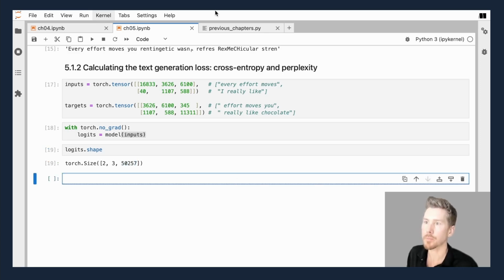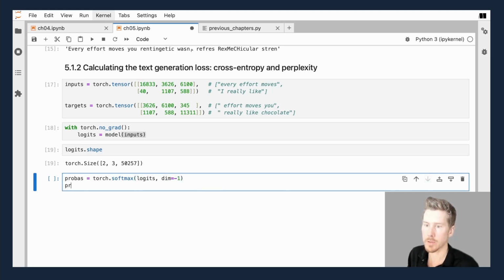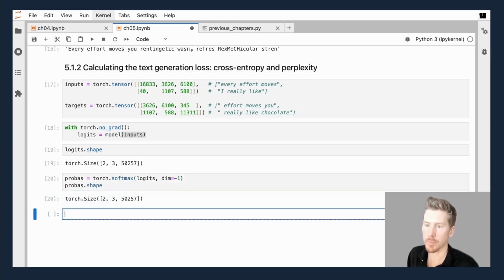And then we had the step where we converted these into these probability tensors. We had the softmax function on the logits, like this. And this one, let's just take a look at the shape. And this one has the same dimension here. We haven't extracted the last tensor or anything like that. For this one, we're looking at every tensor now.